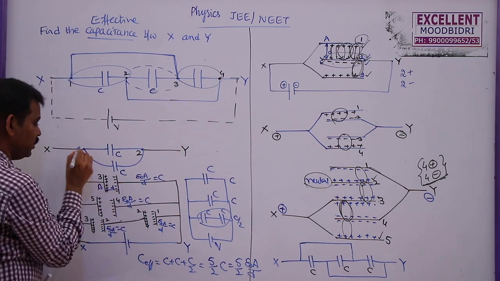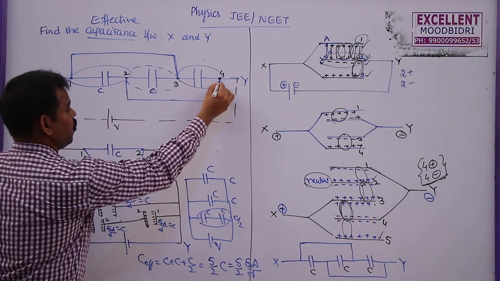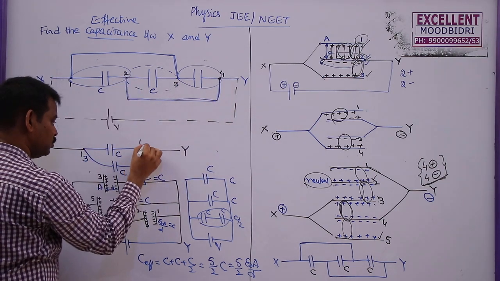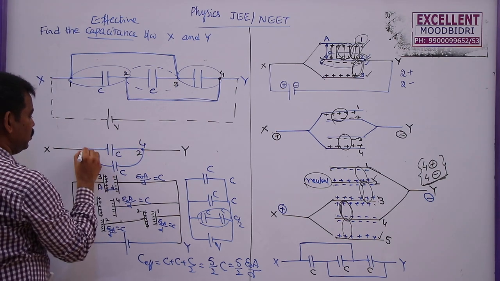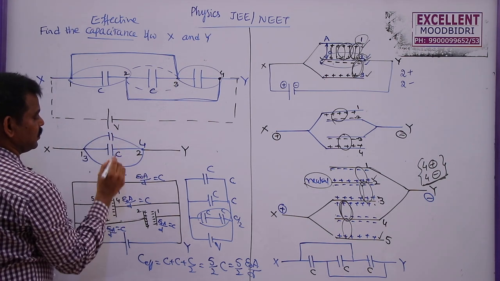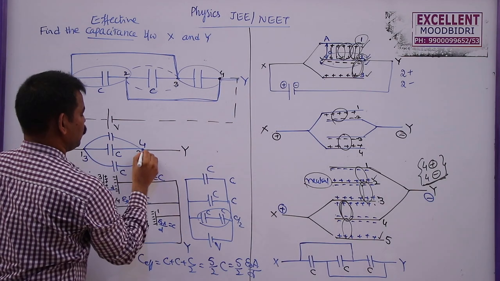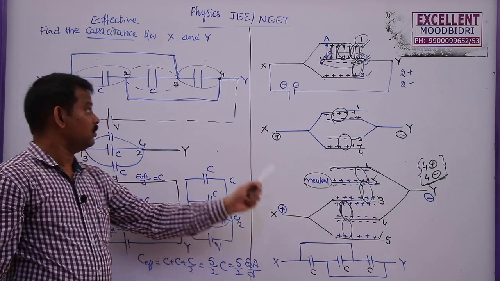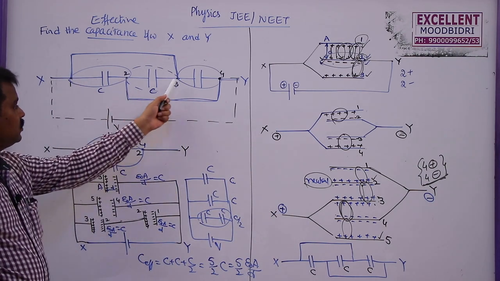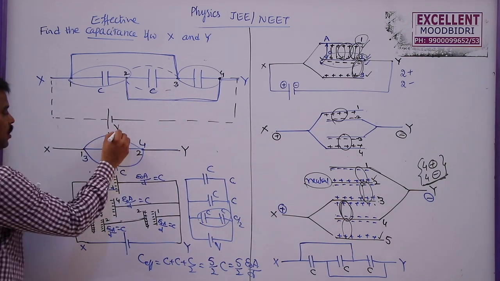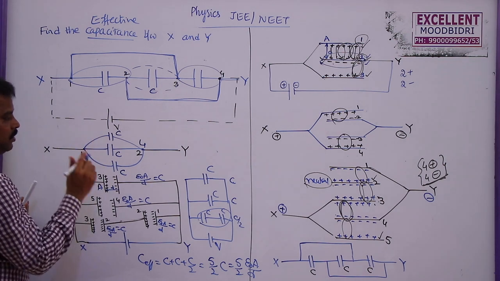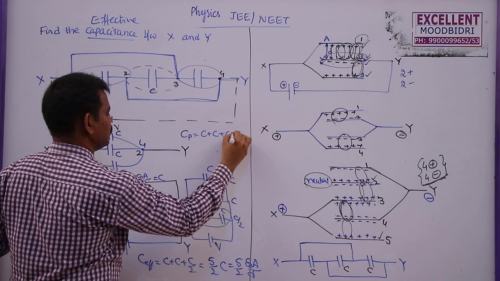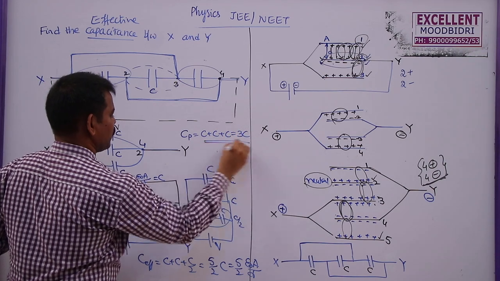Between 3, this is point 3, but where is 4? 4 is directly connected to 2 also. So this is point 2, this is point 4. So between 3 and 4 we have one more capacitor, and from 4 we are going to Y. See, this is the actual diagram given, and after writing the numbers or nodes we got this one, and you can see these three are connected in parallel. So C parallel is equal to C plus C plus C, answer 3C.